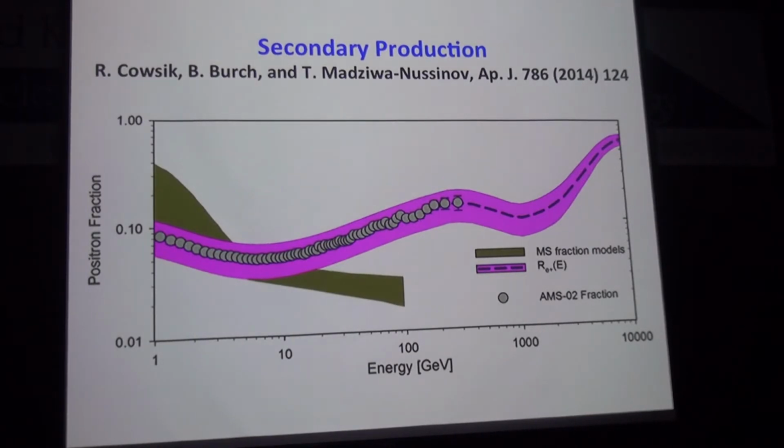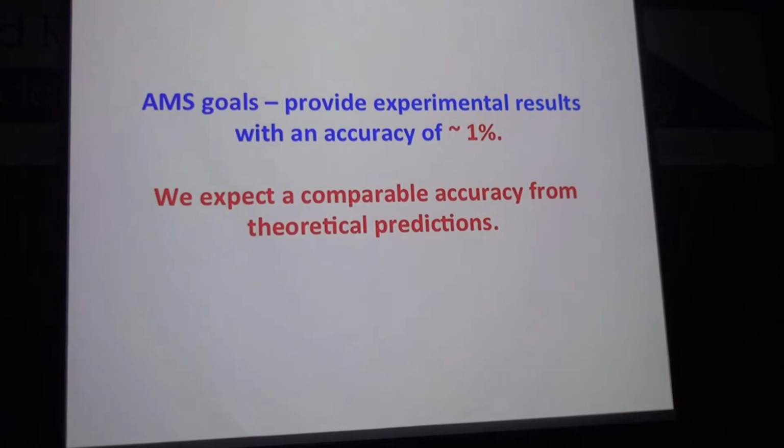Fit the data with any kind of explanation. So anyway, this is my conclusion. In AMS as an experiment, our goal is to provide experimental results with an accuracy of 1%, and interpretation is left to the theorists to decide. Thank you very much.